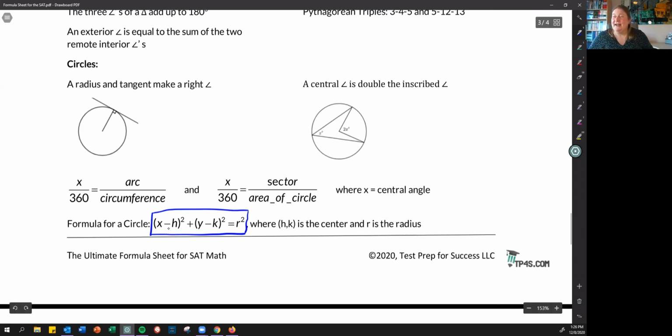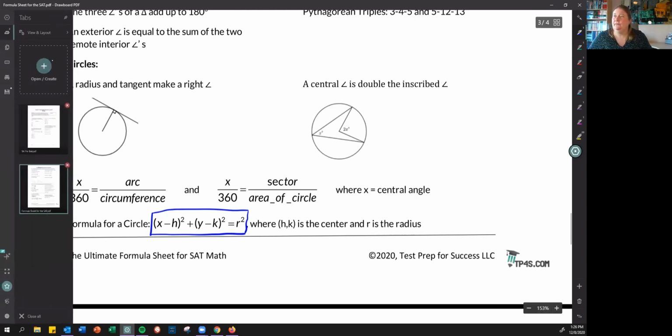All right, so here it is: x minus h, where h is the x coordinate of the center. Because there's a minus in the formula, we're going to have some sign flipping action when we take the center and put it into the standard form. So let me show you how it works on the question.